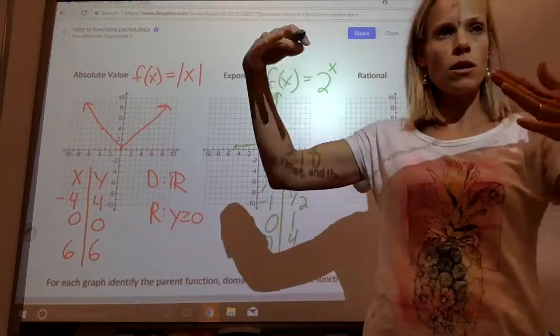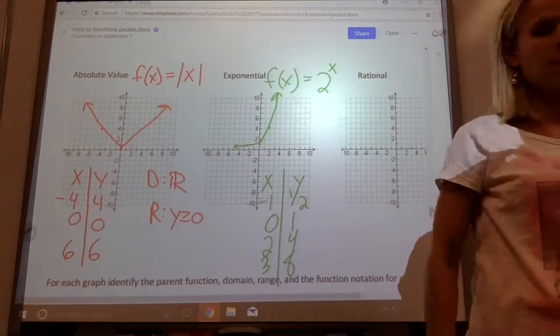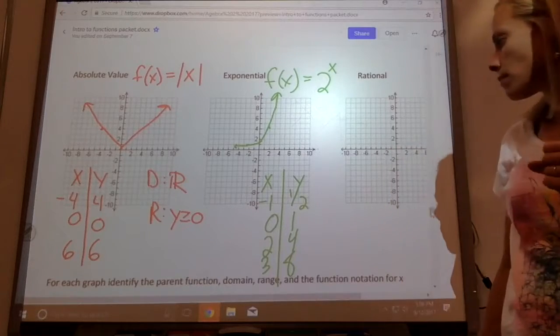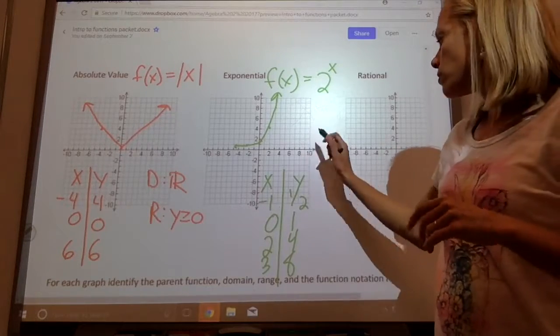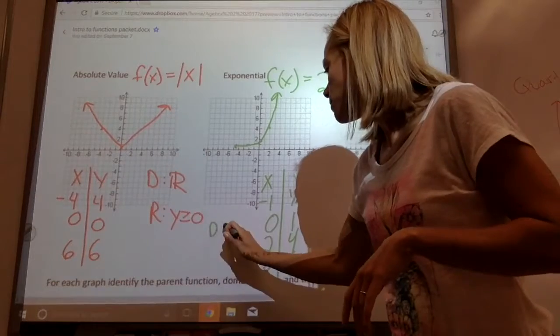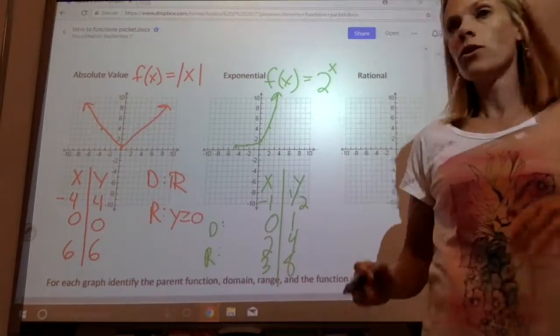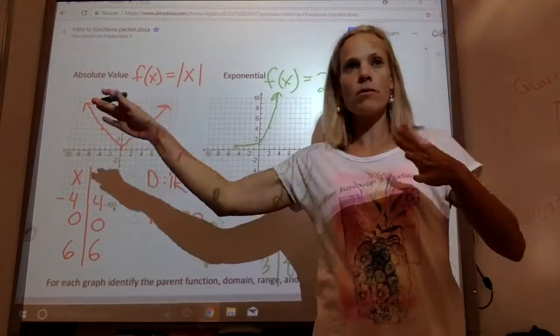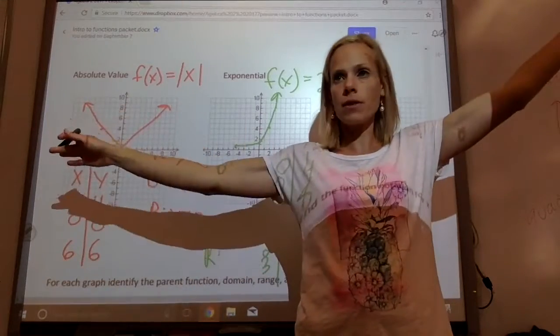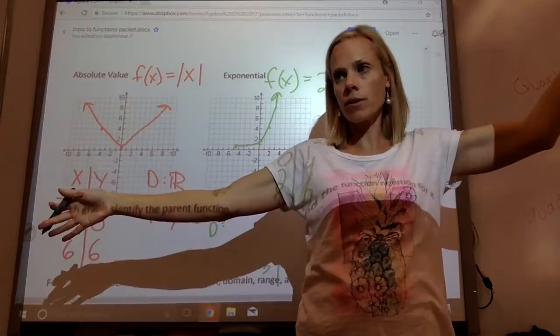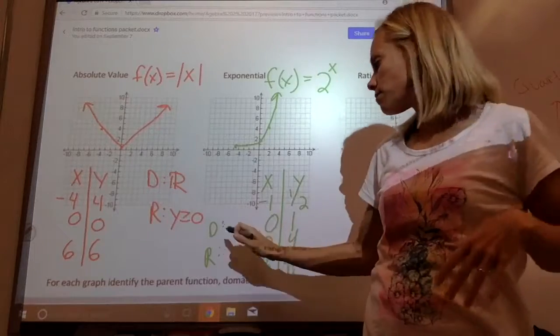So it kind of just blows up like that. So the domain and range are going to be a little bit different on this one. Domain, you can see how it's going right and left forever. So domain, again, is all real numbers. You can put any number in for x.